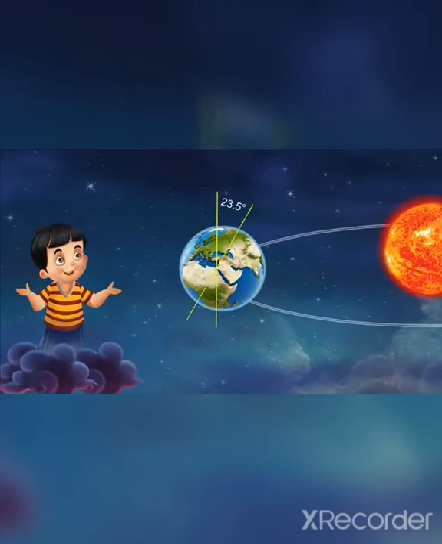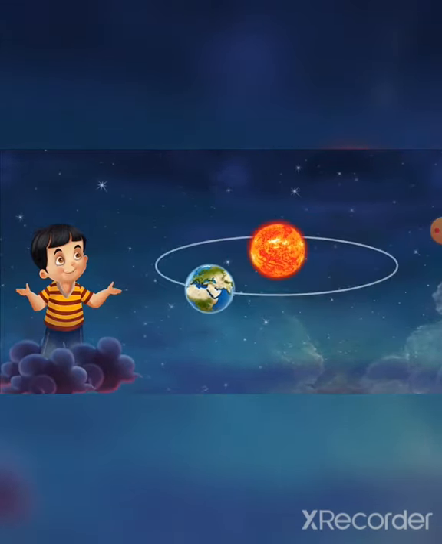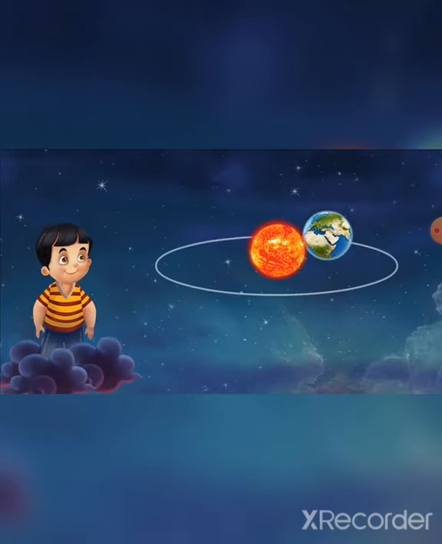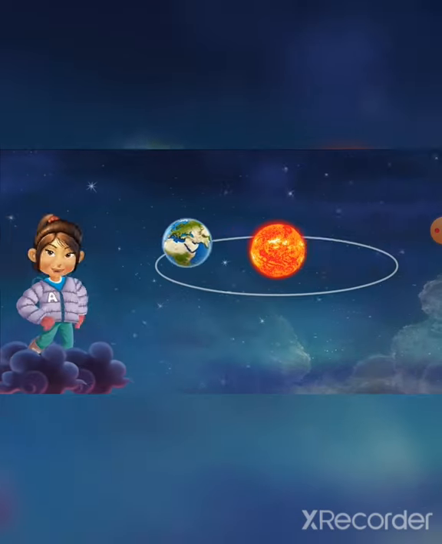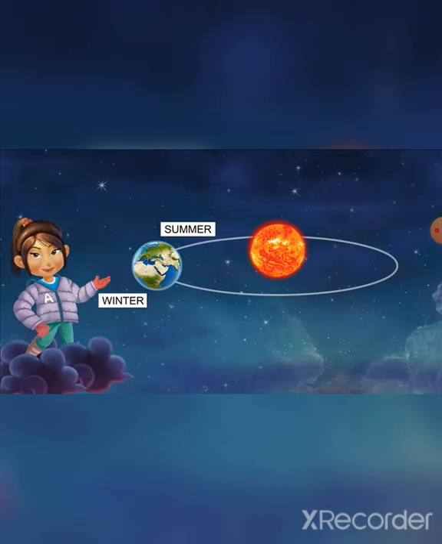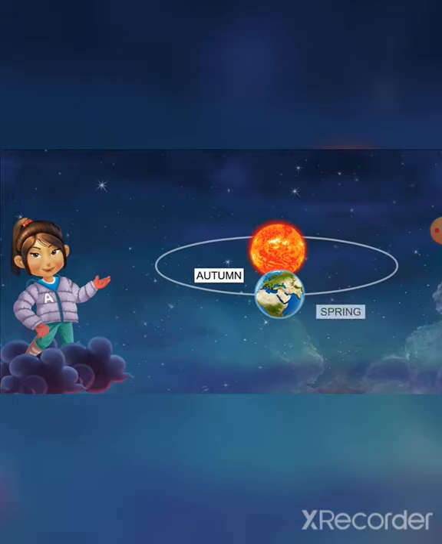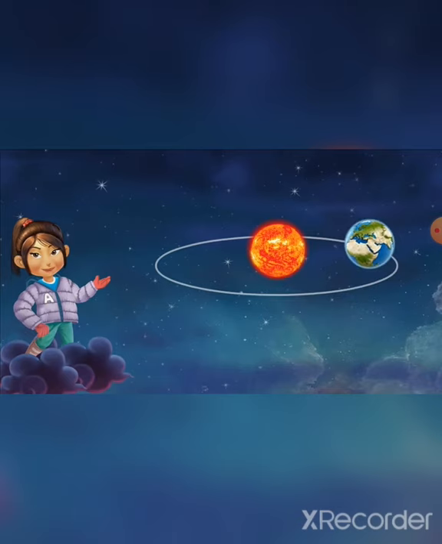This change in seasons is caused by the tilting of the Earth on its axis and the revolution of the Earth around the Sun. When the northern hemisphere experiences summer, the southern hemisphere experiences winter and vice versa. Similarly, when the northern hemisphere experiences autumn, the southern hemisphere experiences spring and vice versa. So, dear children, after watching the video, it is very clear that seasonal changes occur at different places in the same month.